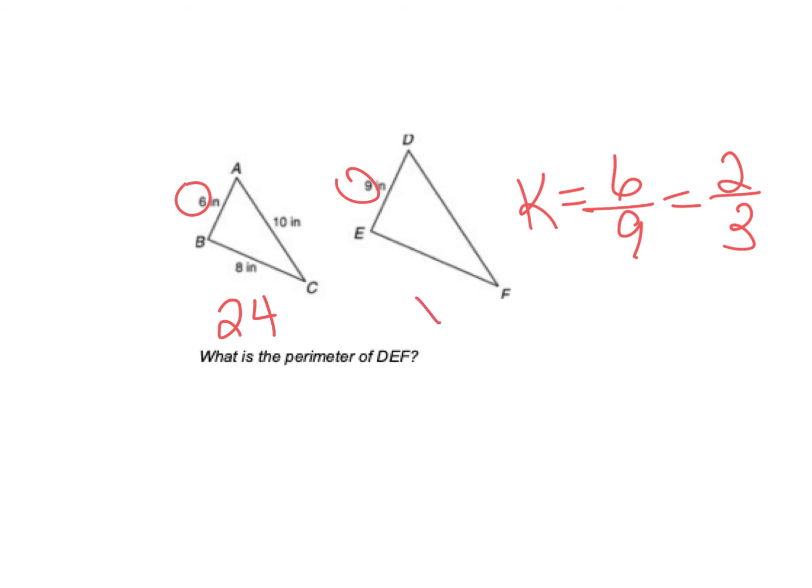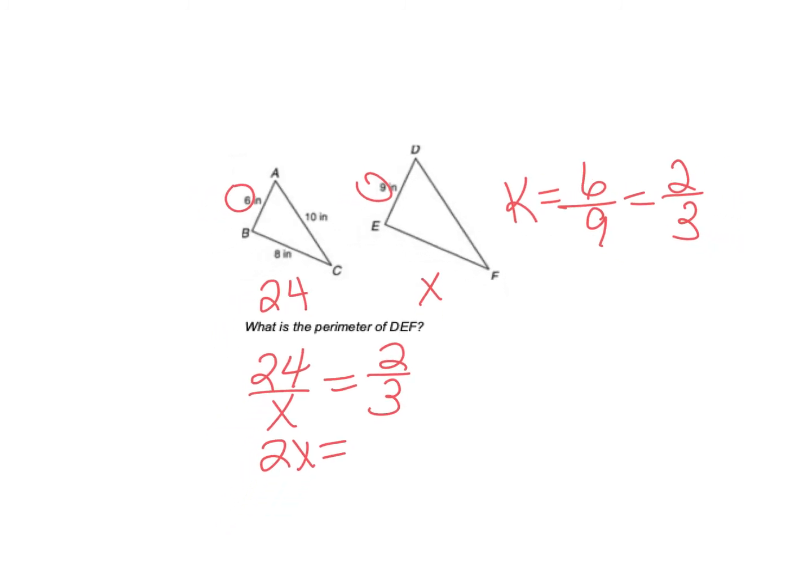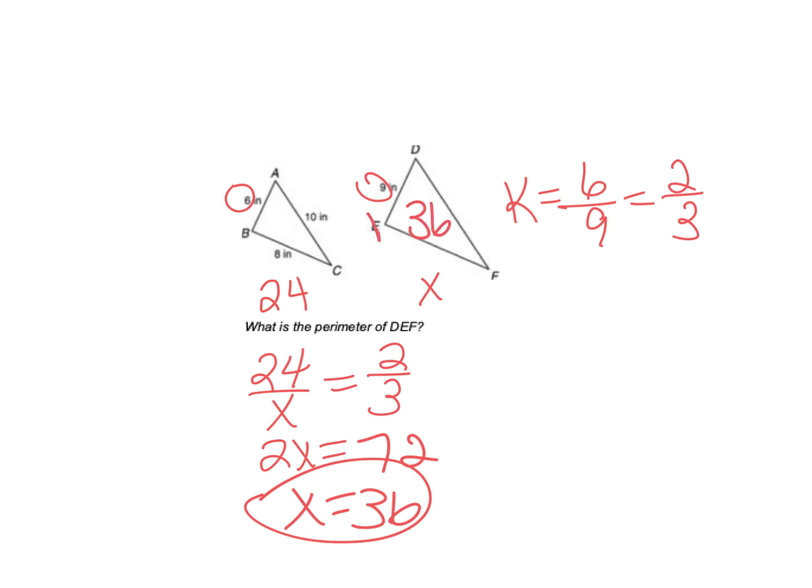I don't know the perimeter of the shape on the right. So I can say that the perimeter of this, I'm going small to big, I'm going to say 24 over x equals 2 over 3. And be careful, you can't just always assume that x is going to be in the top. And when we go ahead and multiply that out, we get 2x equals 72, and x is going to be 36. So the perimeter of this is 36.